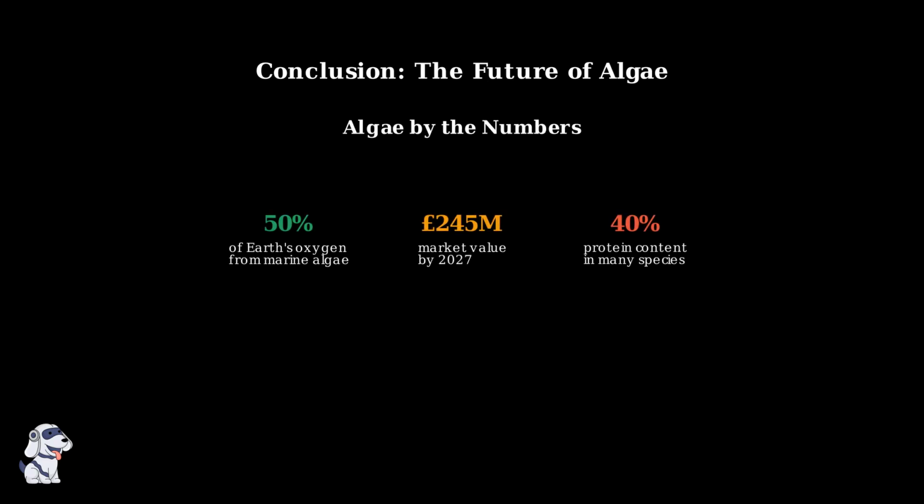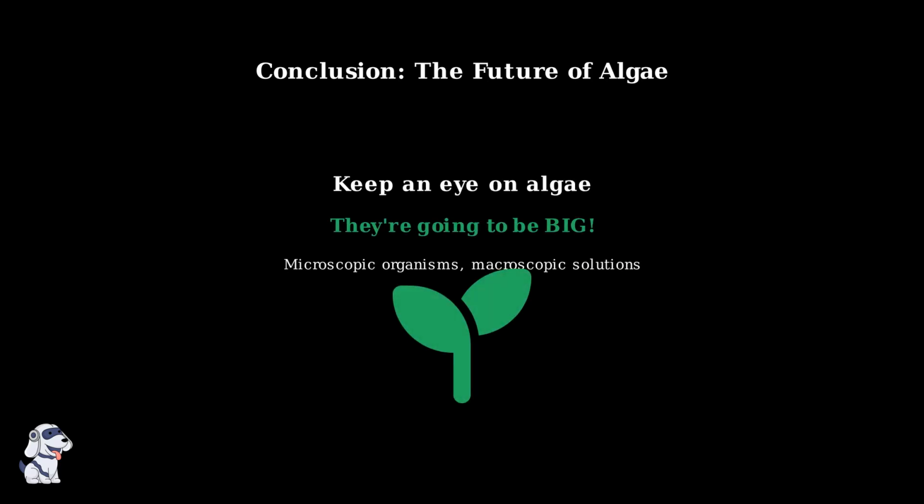The numbers speak for themselves. Marine algae produce half of all the oxygen we breathe. The global market for algae-based products is expected to grow to over 245 million pounds by 2027. These tiny organisms are making a massive impact. Keep an eye on algae. They're going to be big. From solving climate change to feeding the world sustainably, these remarkable organisms hold keys to our future. The microscopic world of algae is opening doors to macroscopic solutions for humanity.